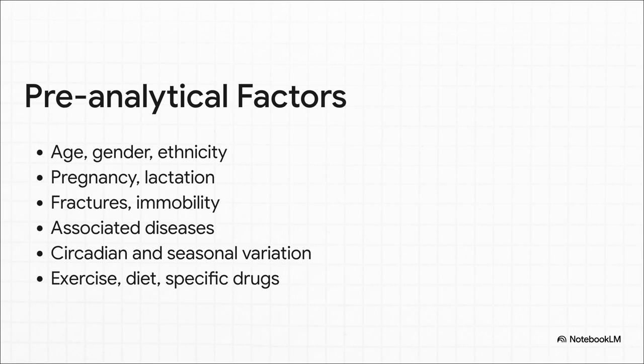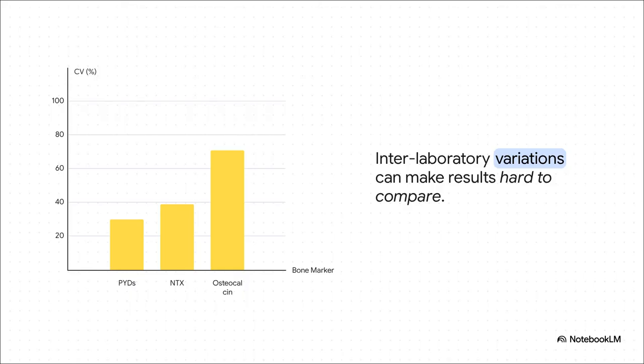Literally, almost your entire lifestyle can tamper with this biochemical crime scene before a single drop of blood is even drawn. And the chaos doesn't stop there. It continues even after the sample reaches the lab. Interlaboratory variations can be absolutely staggering. Check this out.